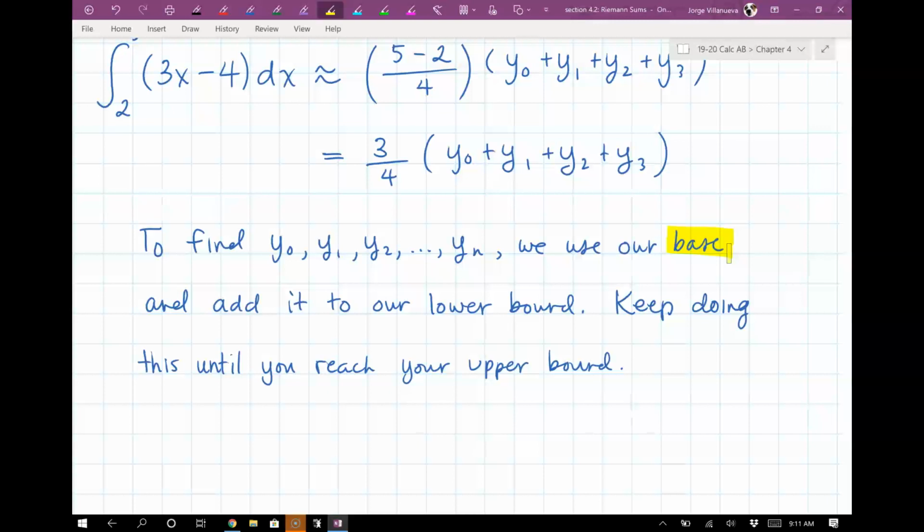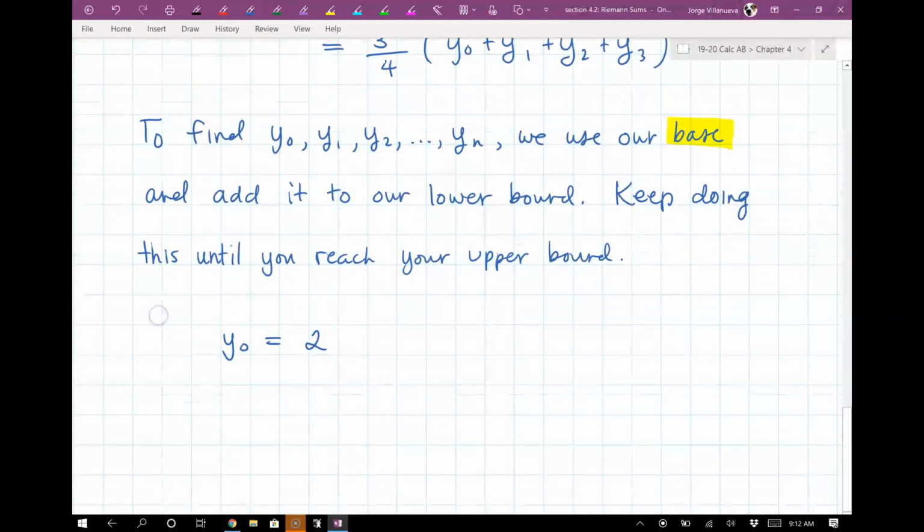So is everybody okay and caught up? Yeah? All right, so here we go. Let's start with our lower number, okay? So y sub 0 is going to be 2. Okay? So what I'm going to do is put a little circle around here. I'm going to add my base.